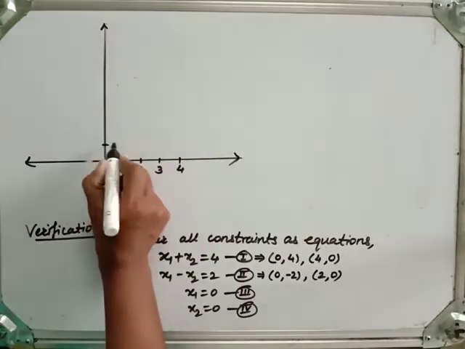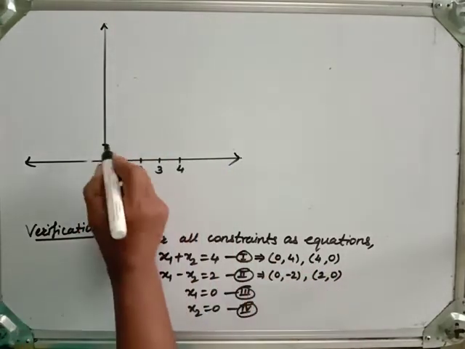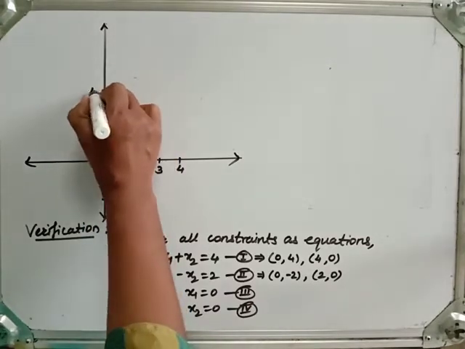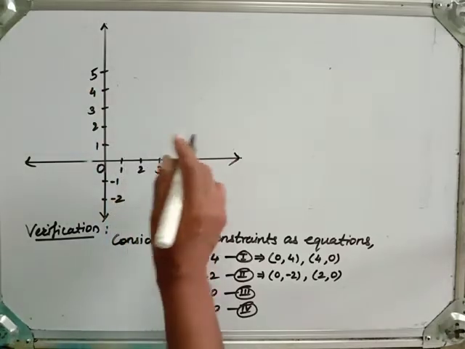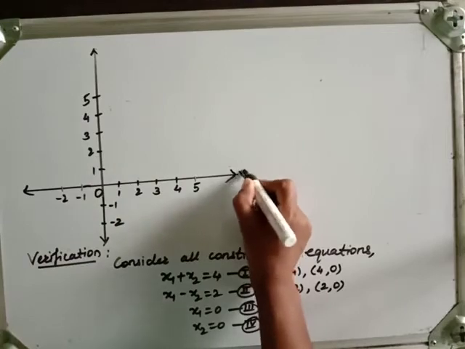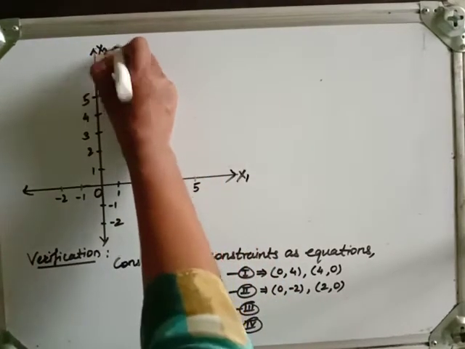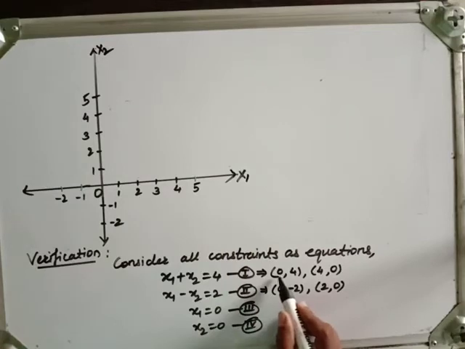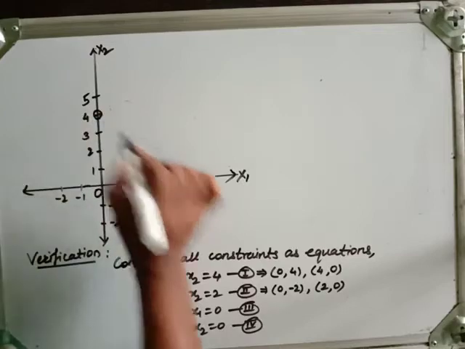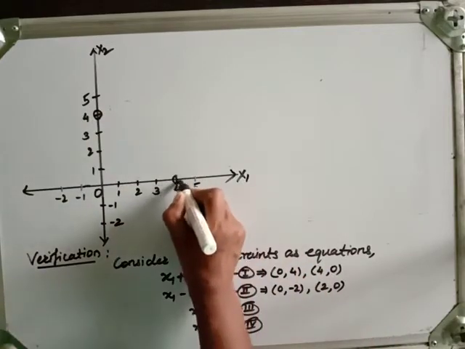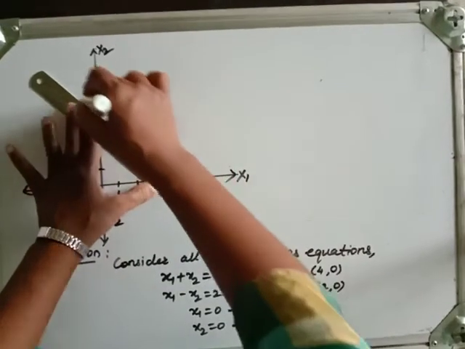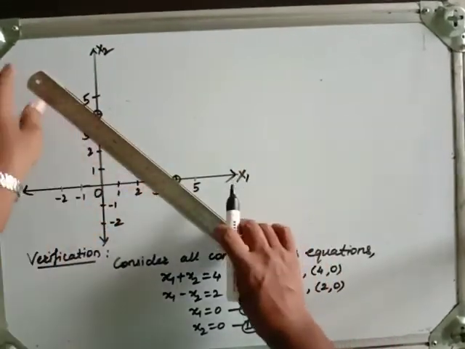I will take scale as 1, 2, 3, 4 because these are small points. 1, 2, 3, 4, 5 and so on. Here this horizontal axis is our x1 axis and vertical axis is our x2 axis. Now the first line having the point 0, 4 is on the y-axis and 4, 0 is on the x-axis. So the line joining these 2 points is our first line.